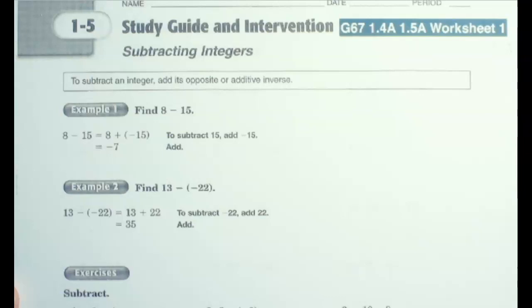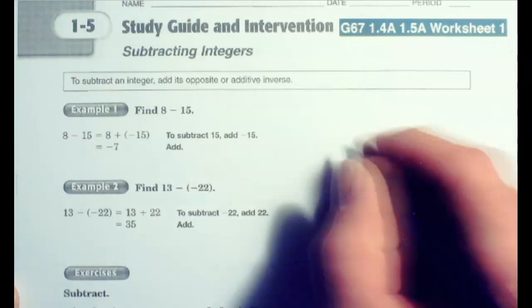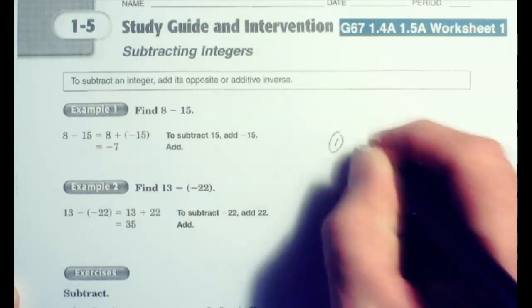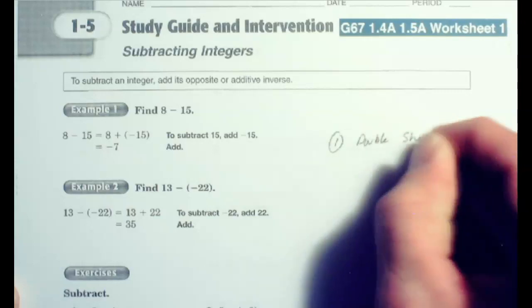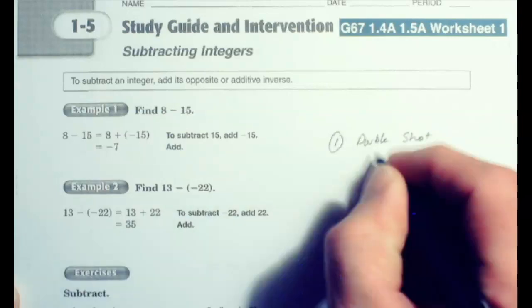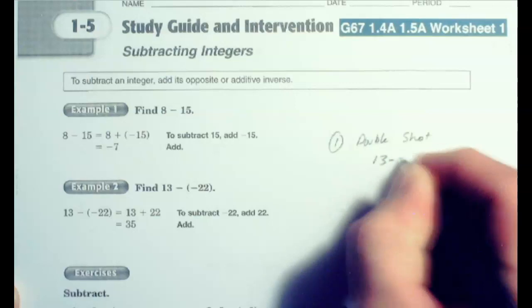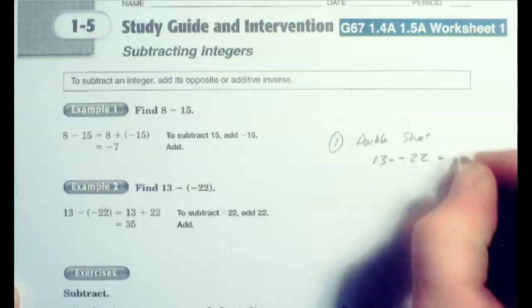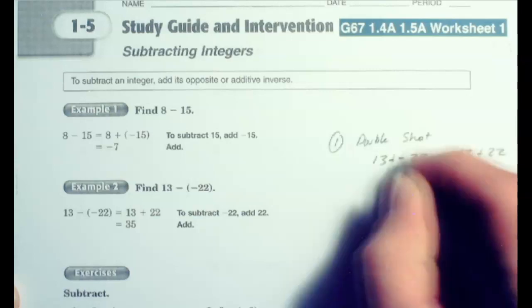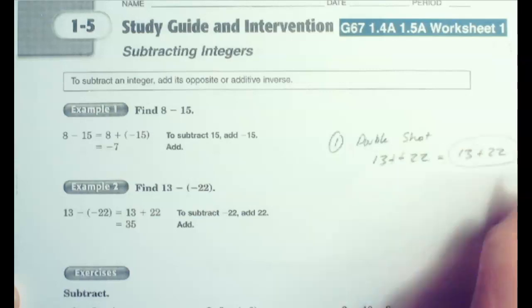Hello, we're going to work on G67 1.4a, 1.5a worksheet number 1 and number 2. Now, just a quick reminder here, we have the double shot. These three rules you need to know. That says that, well, we'll just use this example right over here. 13 minus a minus 22 is really the same as 13 plus 22. Okay, that's the double shot.